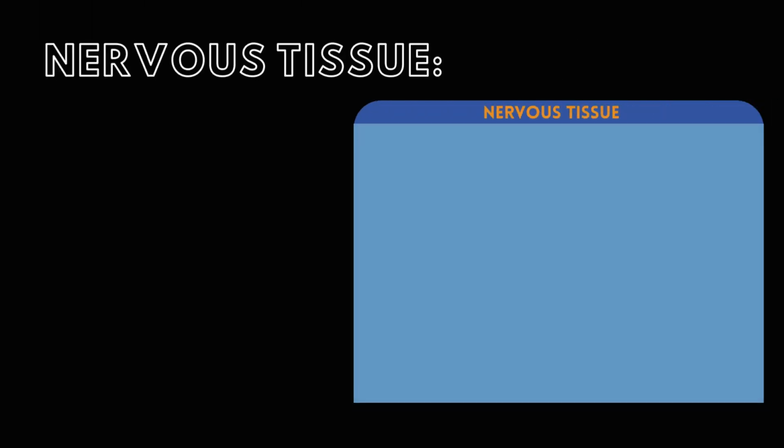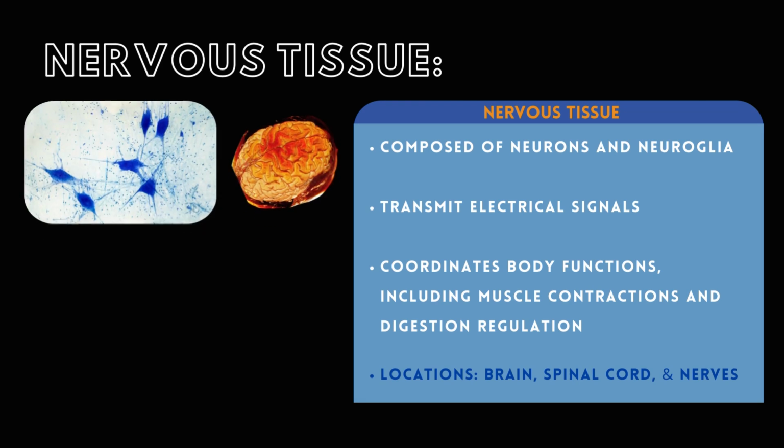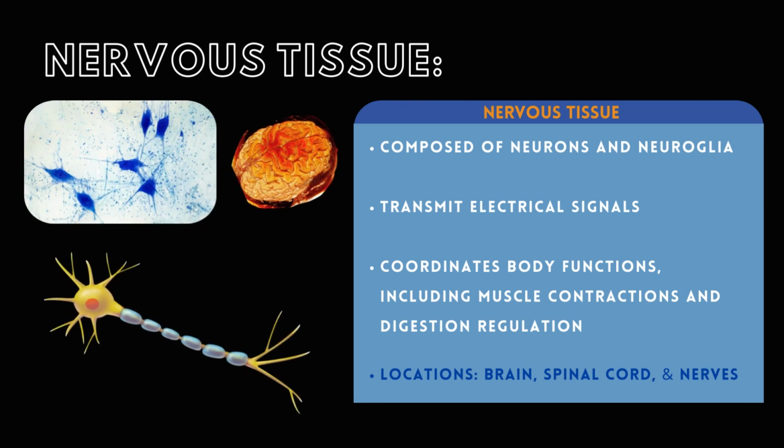Nervous tissue, composed of neurons and neuroglia, forms the brain, spinal cord, and nerves. Neurons transmit electrical signals and consist of a cell body, dendrites, an axon, and synaptic boutons. Nervous tissue coordinates body functions, including muscle contractions and digestion regulation.